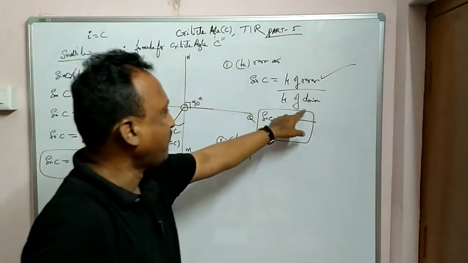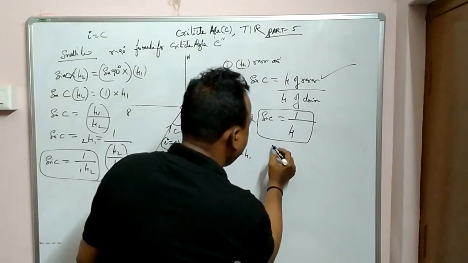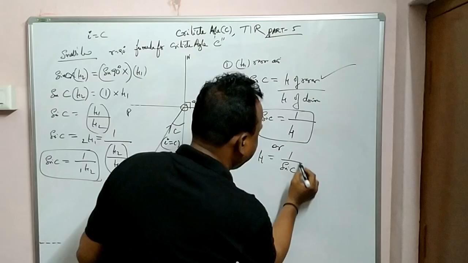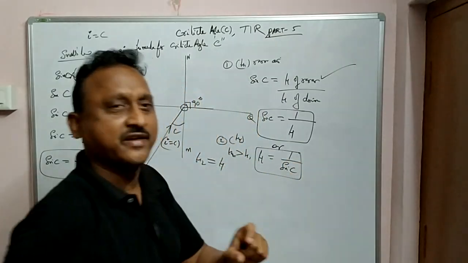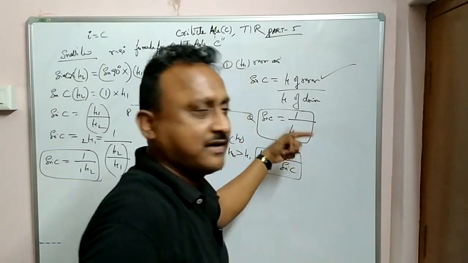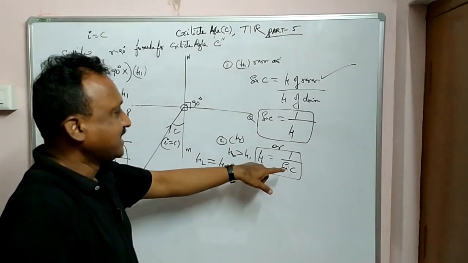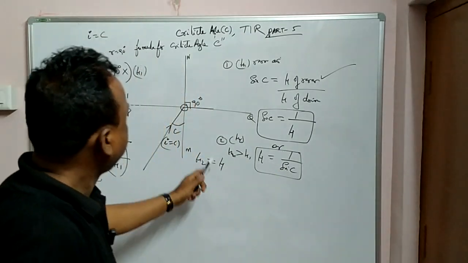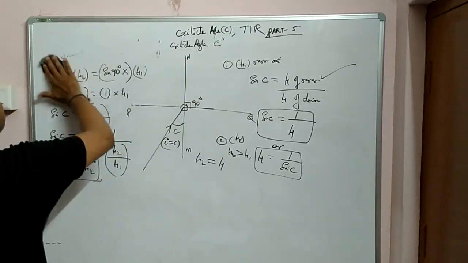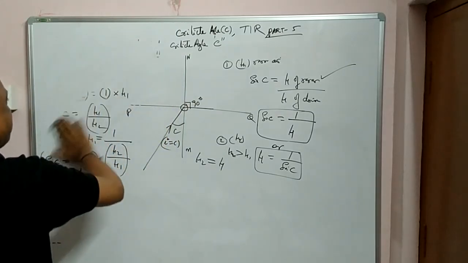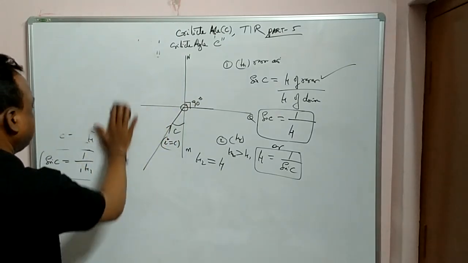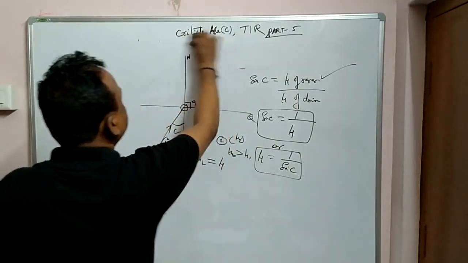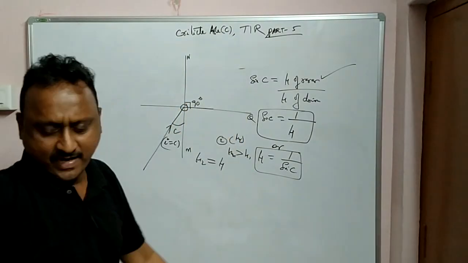Sin C is equal to 1 by mu, or mu is equal to 1 by sin C, where mu is the refractive index of medium 2, the second medium, and C is the critical angle. Please note down. This is a very, very important formula. Okay, clear? So this is the main formula for critical angle.